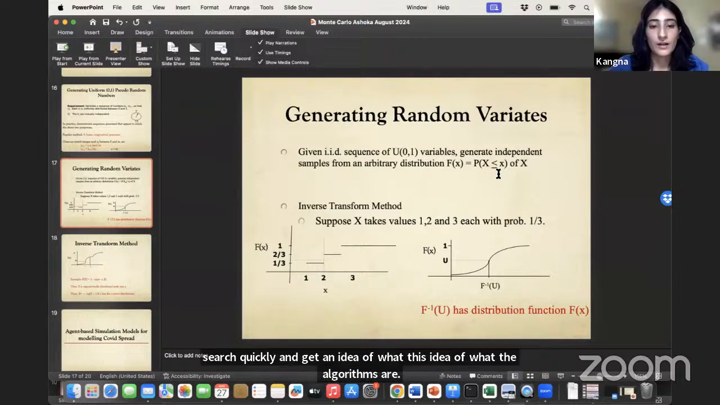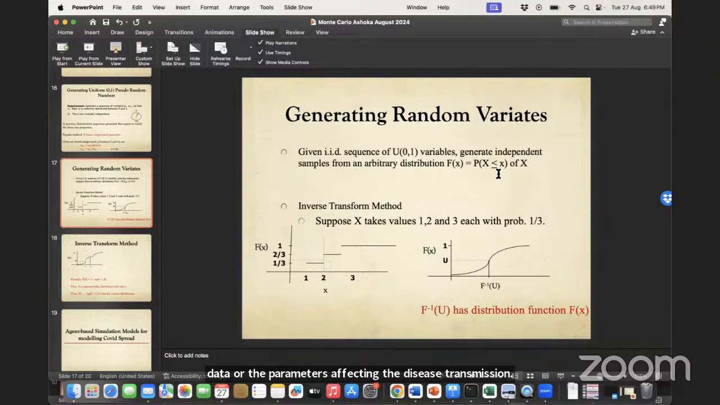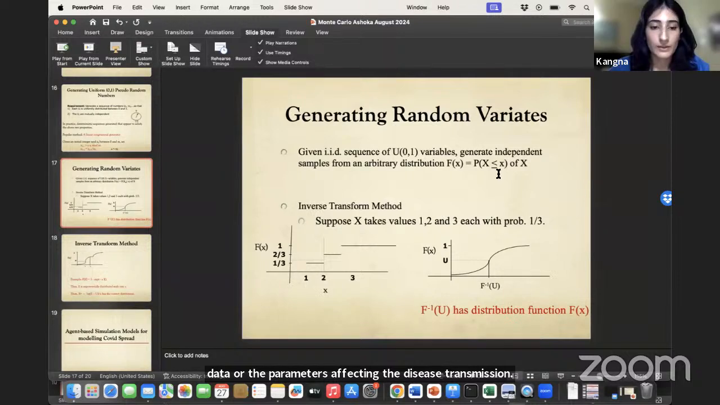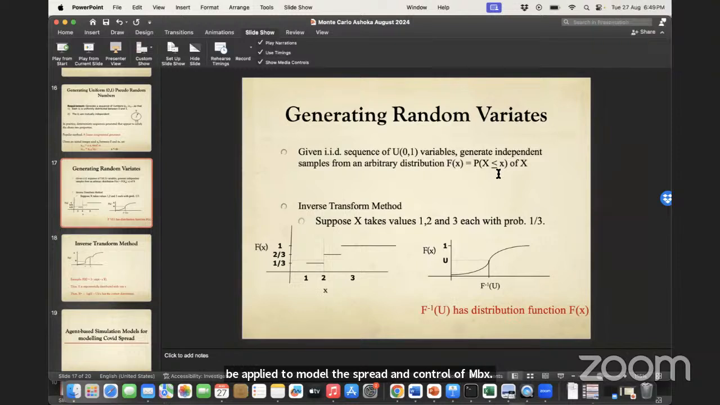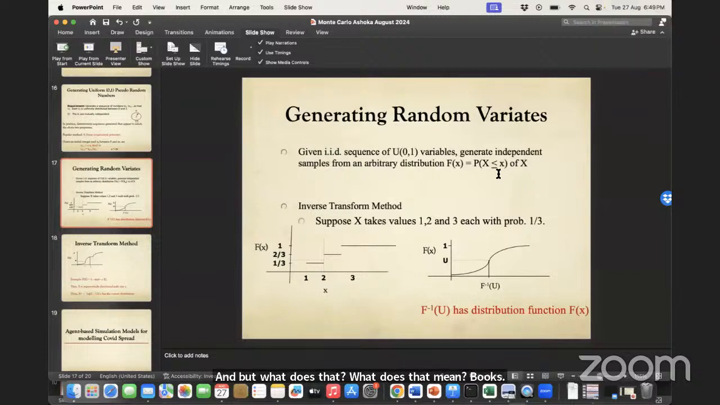Thank you, Professor. How can the Monte Carlo method be applied to model the spread and control of mpox, particularly in scenarios where there is significant uncertainty in the data or the parameters affecting the disease transmission? So I'll just repeat the question again. I missed a key word in that. How can the Monte Carlo method be applied to model the spread and control of mpox? What does that mean, mpox? Mpox is the monkeypox. Oh, I see. Mpox. I can't help you there. Sorry, I've not been following the disease mpox.